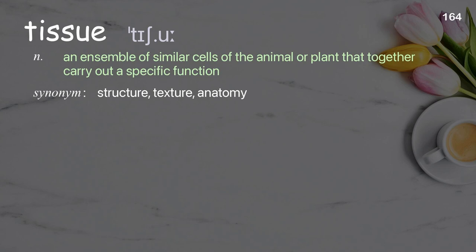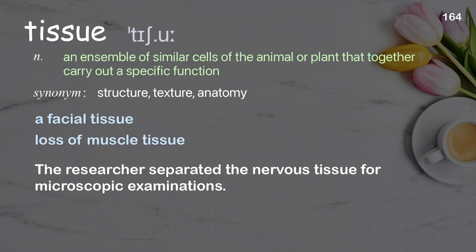Tissue. An ensemble of similar cells of the animal or plant that together carry out a specific function. Examples: A facial tissue, loss of muscle tissue. The researcher separated the nervous tissue for microscopic examinations.